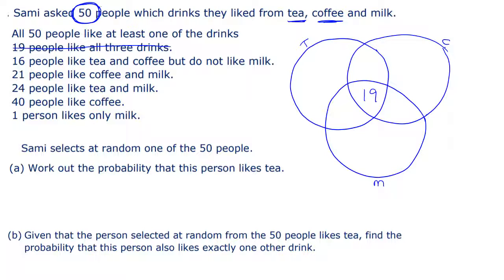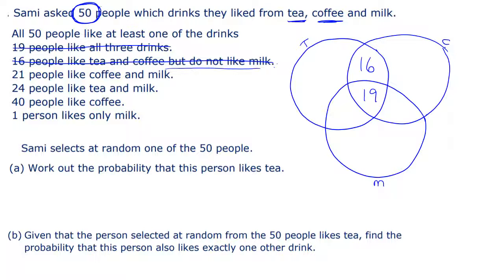16 people like tea and coffee, so I'm talking about the intersection between tea and coffee, but they don't like milk, so they're not going to be included in this 19 bit here. So I've got 16 that are going to go in that section. So I'm going to cross that out because I've done that part.